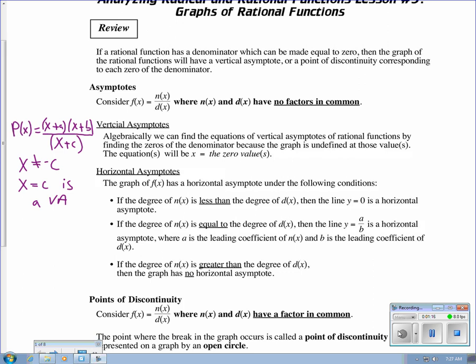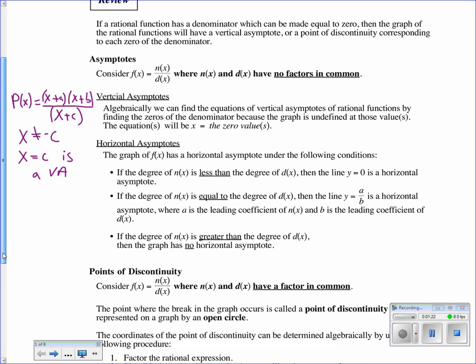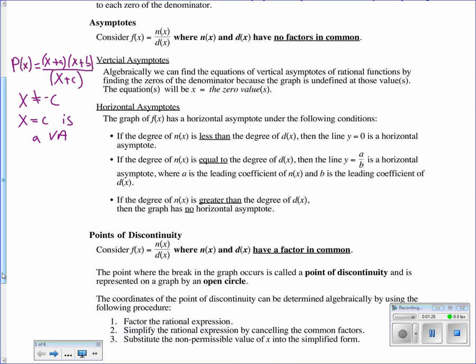Now we've got some playing around to do with horizontal asymptotes. We talked about how to deal with horizontal asymptotes. We'll get some more experience with this exercise. But if the degree of the numerator is less than the degree of the denominator, for example, y equals x over x squared, then the line y equals 0 is a horizontal asymptote.